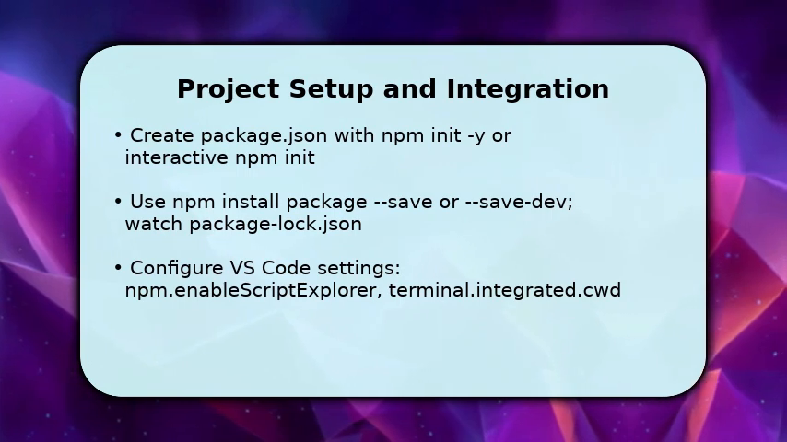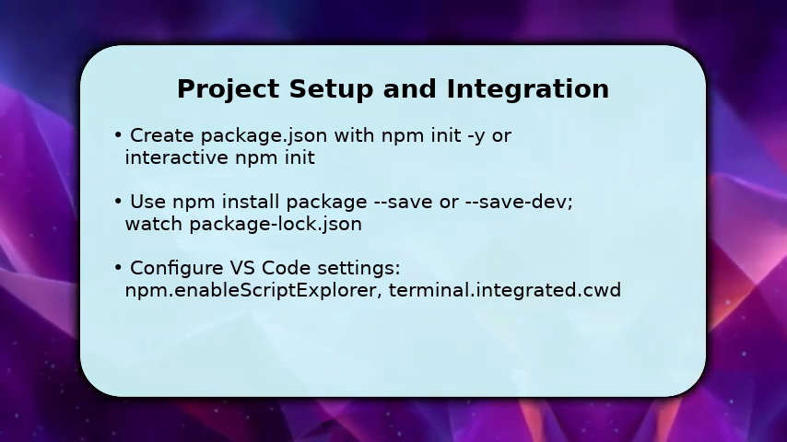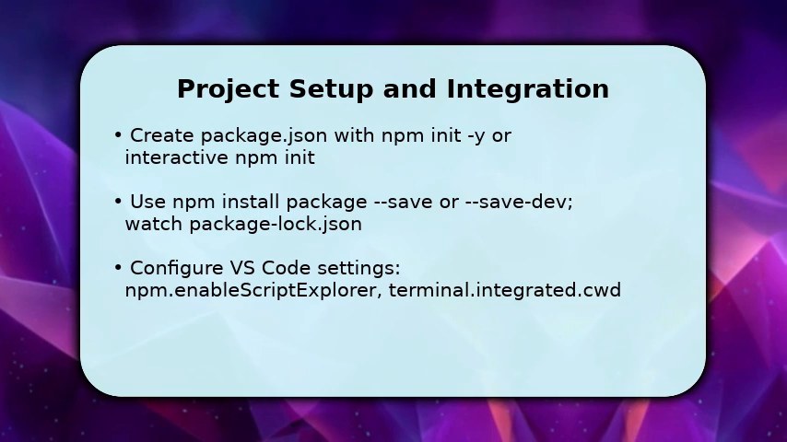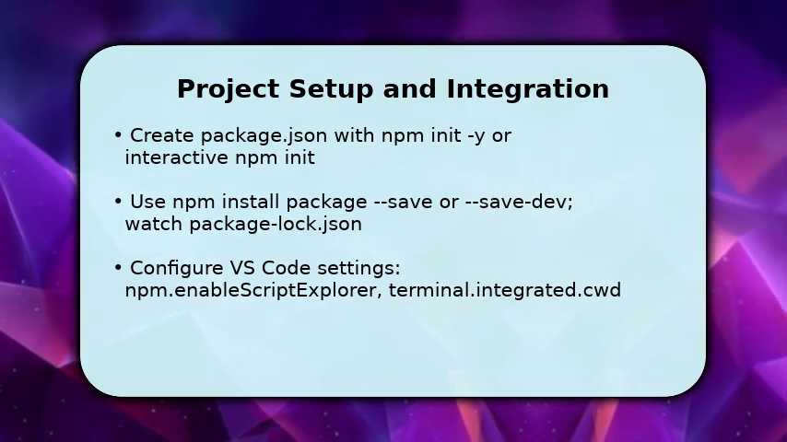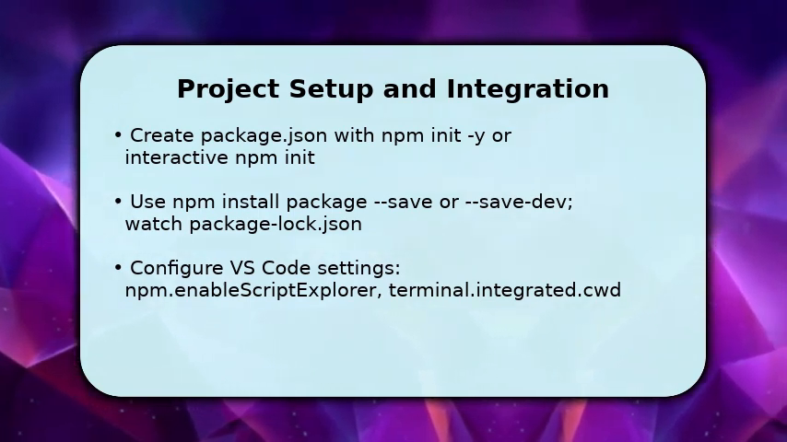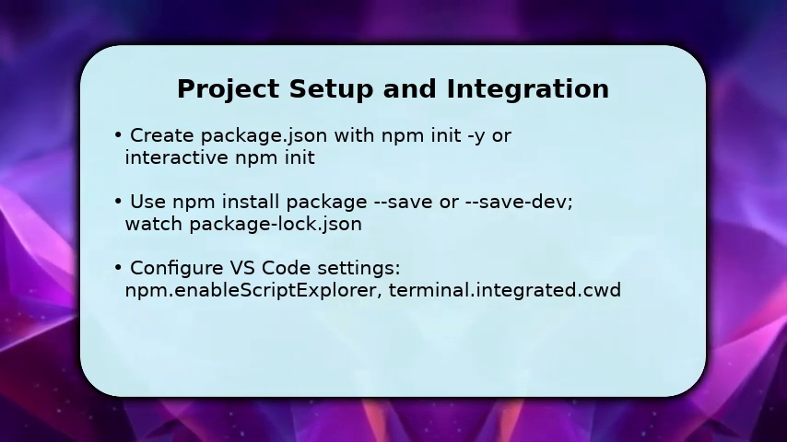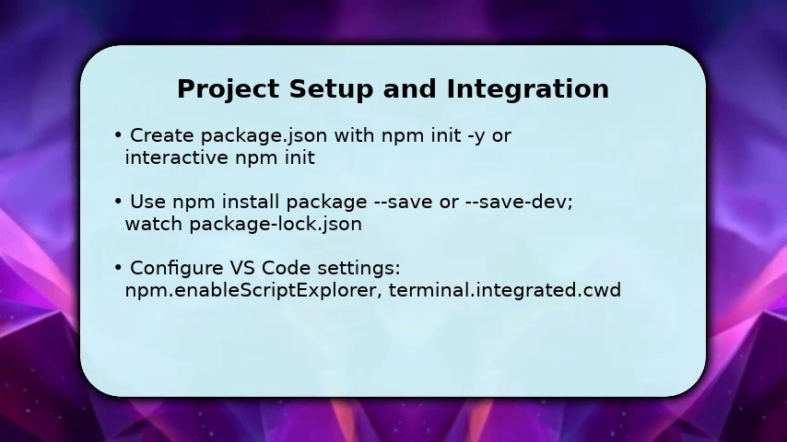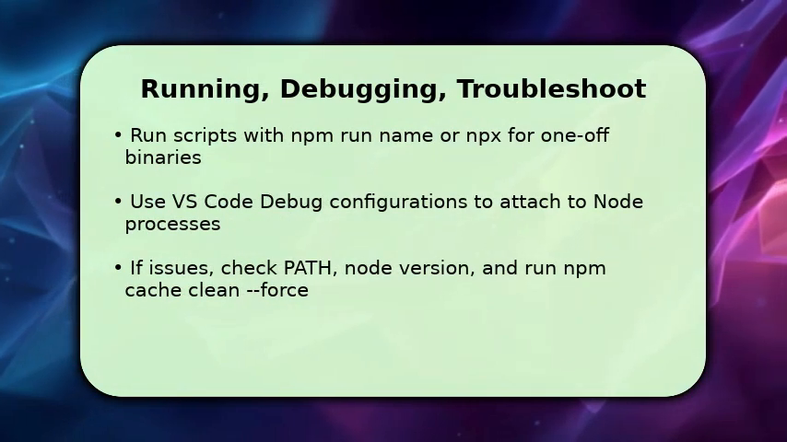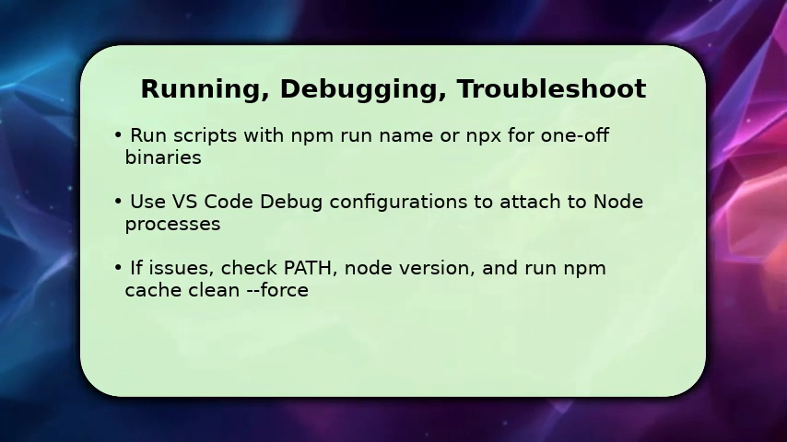Make sure VS Code settings enable the Script Explorer and set terminal.integrated.cwd to your project folder so scripts run from the right location. Doing this ties npm scripts together. To run one, execute npm run <script> from the terminal or use the Script Explorer UI. For one-off tools, use npx so you avoid global installs.